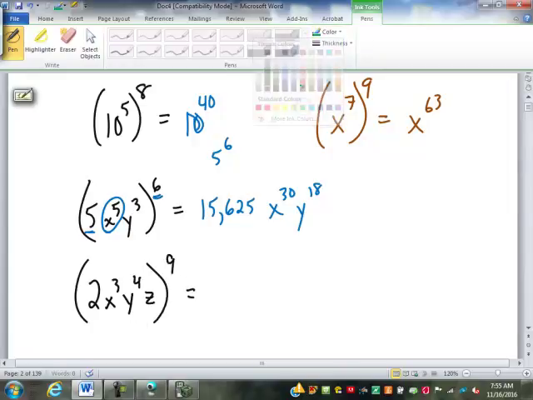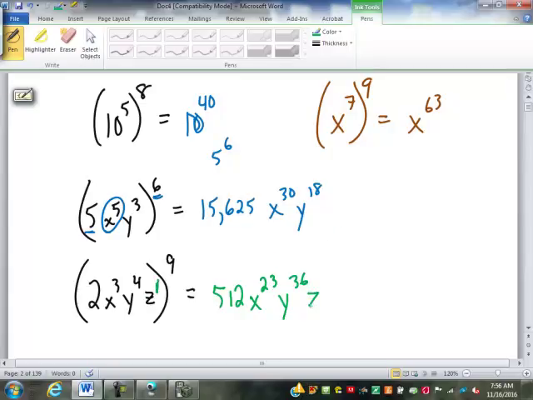So if I have 2x to the third, y to the fourth, z to the power of 9, is it going to be 18? No, it's going to be 2 to the power of 9, which is 512. X to the 27. We do 3 times 9. We multiply the powers on the variables. Y to the 36. Good. 4 times 9 is 36. We think of that as z to the 1 or z to the 9. Very good.